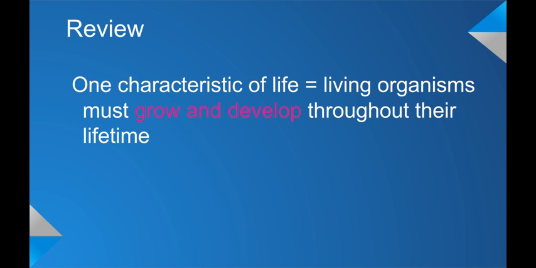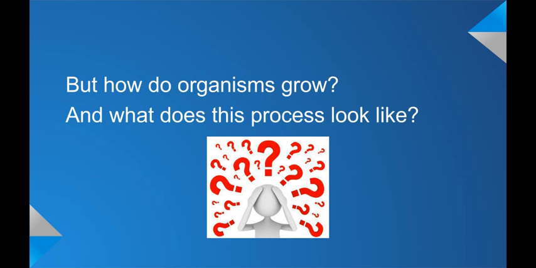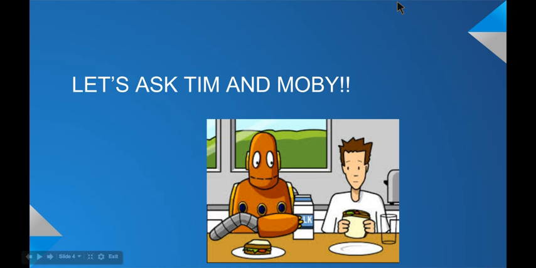So a quick review: we know that all living organisms share 8 characteristics in common. One of those characteristics of life is that living organisms must grow and develop throughout their lifetime. But how do organisms grow? And what does this process look like? Do we get bigger cells? Do we get more cells? Well, let's go ahead and ask Tim and Moby.